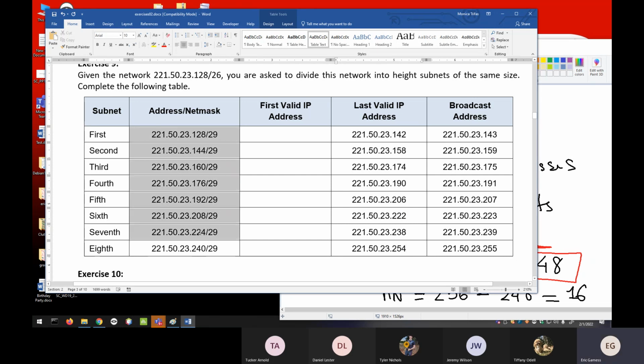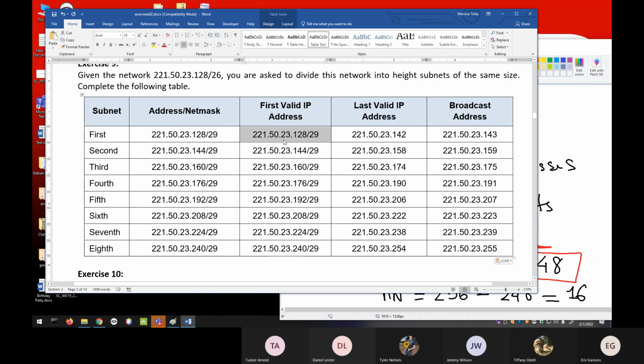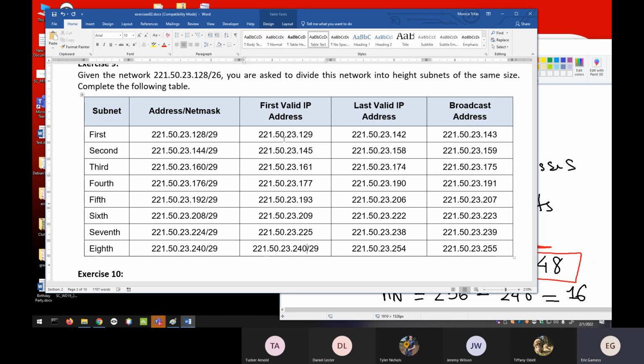Now, one IP address after all this. One IP address after 128 will be 129. One IP address after 144 will be 145. One IP address after 160 will be 161. One IP address after 176, 177, here it will be 193, 209, 225, and 241. Okay? You see how fast I can fill that?